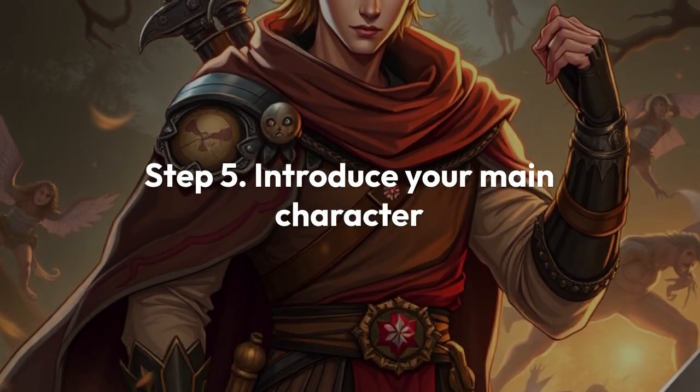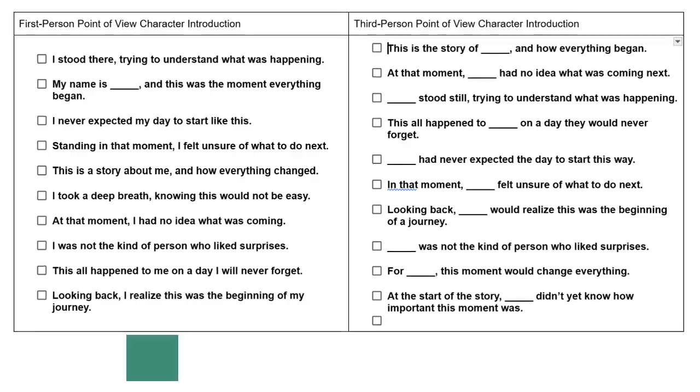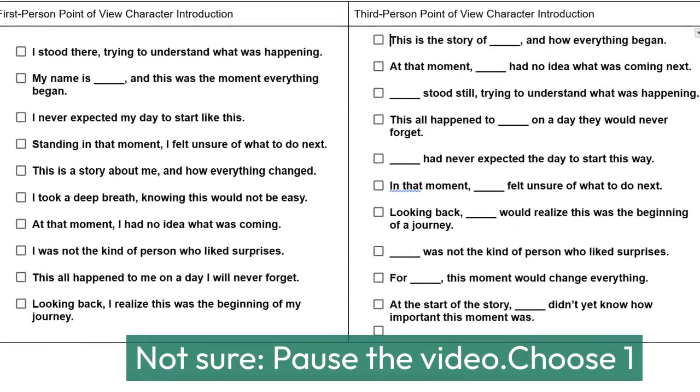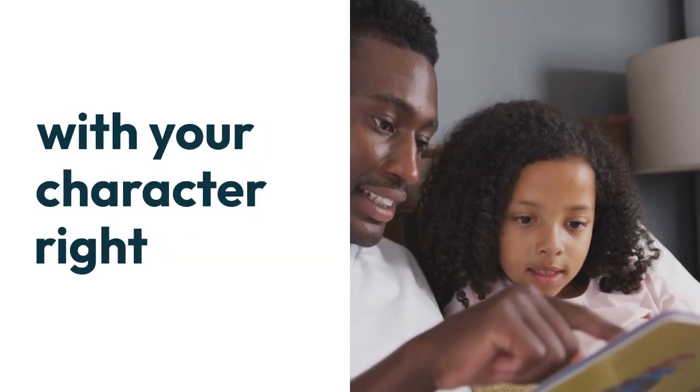After your hook, your reader will want to know who the story is about. Below your hook, write one clear sentence introducing your main character and how they feel at the beginning of the story. This helps your reader connect with your character right away.